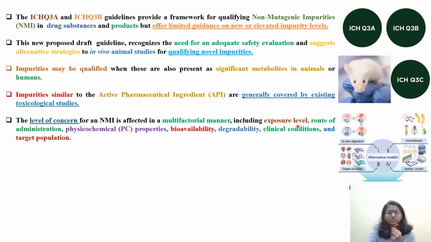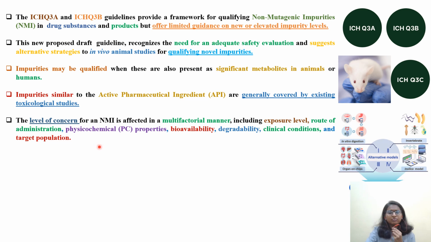Those are nothing but exposure level, that is, at what exposure that particular impurity is taking place; route of administration, whether oral, dermal, inhalation, or parenteral; physicochemical properties based on pH, solubility, etc.; bioavailability, whether highly bioavailable or less bioavailable; degradability; clinical conditions, like in what stages that particular API is used, whether it is used in patients who are in an end stage, or for anti-HIV drugs or the like; and target population, whether that particular drug is used for pediatric population, immunocompromised, or kidney failure patients. These are the multifactorial things which will decide to assign the level of concern to that non-mutagenic impurity.